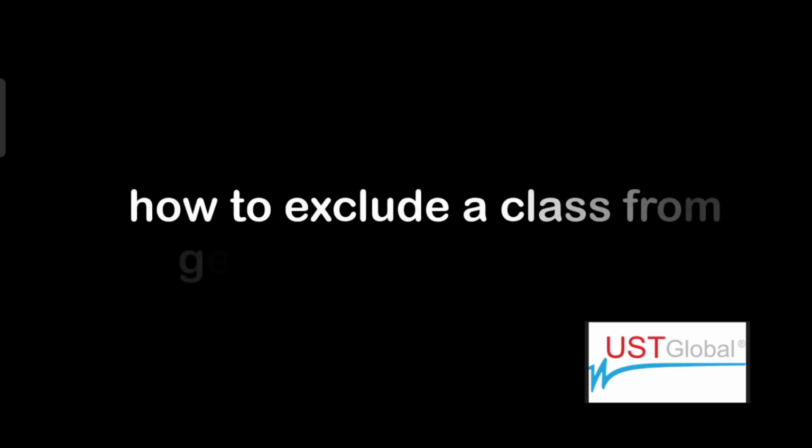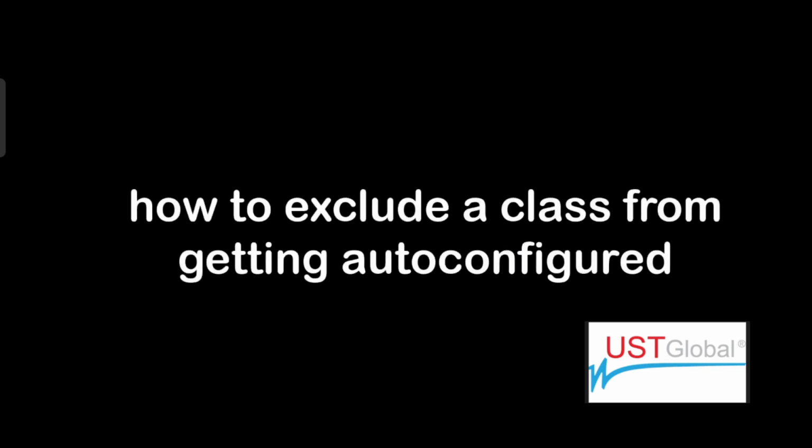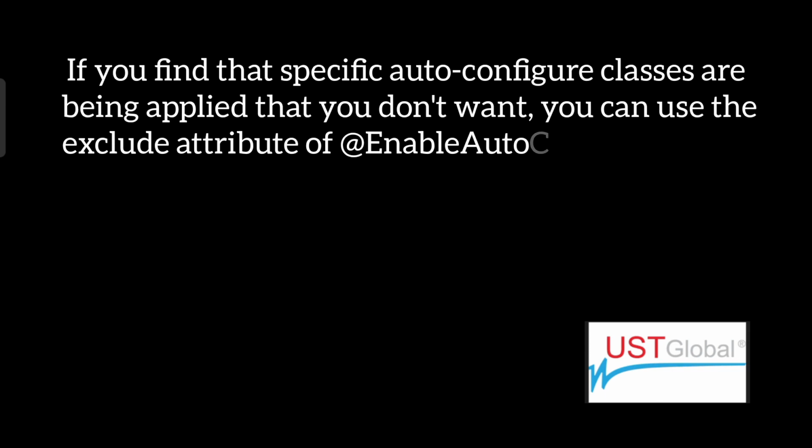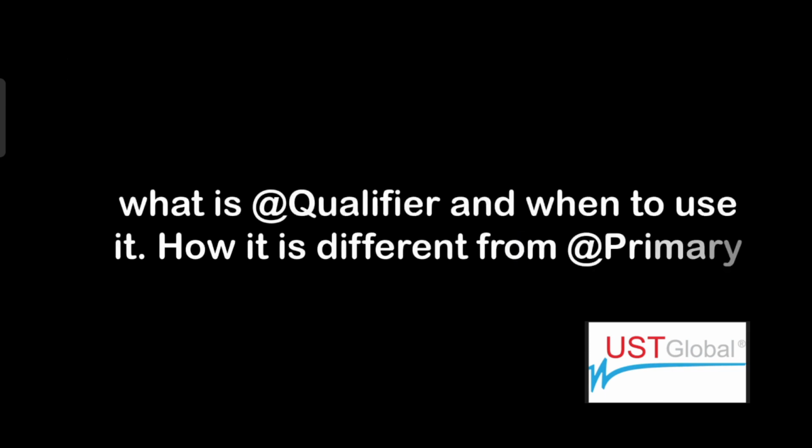Then the next question, how to exclude a class from getting auto configured. If you find that specific auto configure classes are being applied that you don't want, you can use the exclude attribute of @EnableAutoConfiguration to disable them. So using @EnableAutoConfiguration, and passing the exclude attribute with the class name, we can exclude a class. What is @Qualifier and when to use it, and how is it different from @Primary?